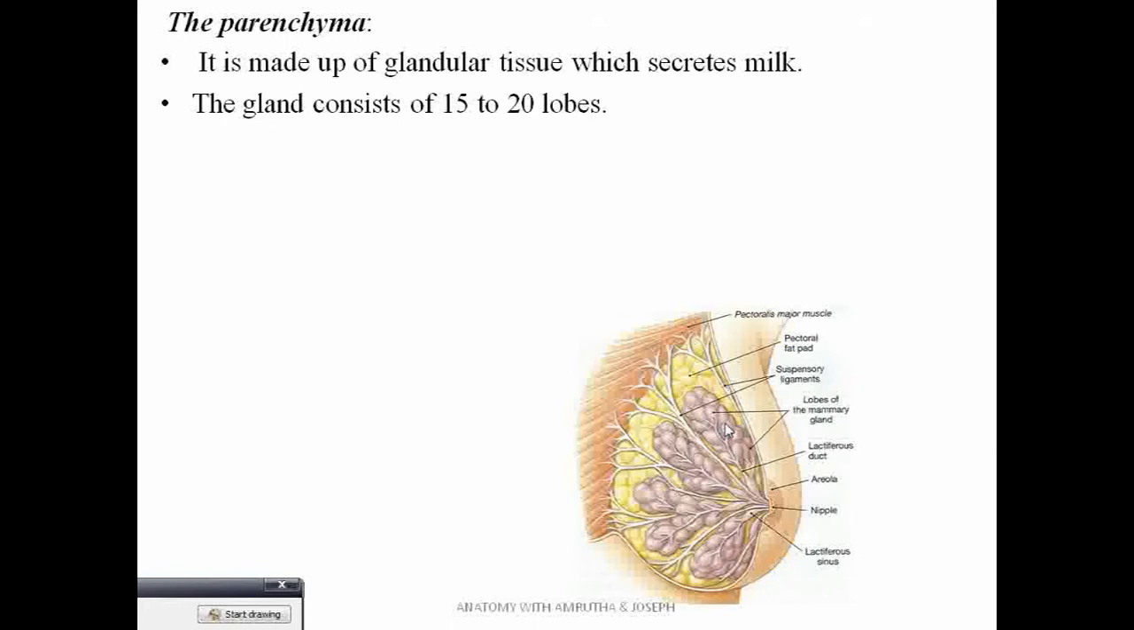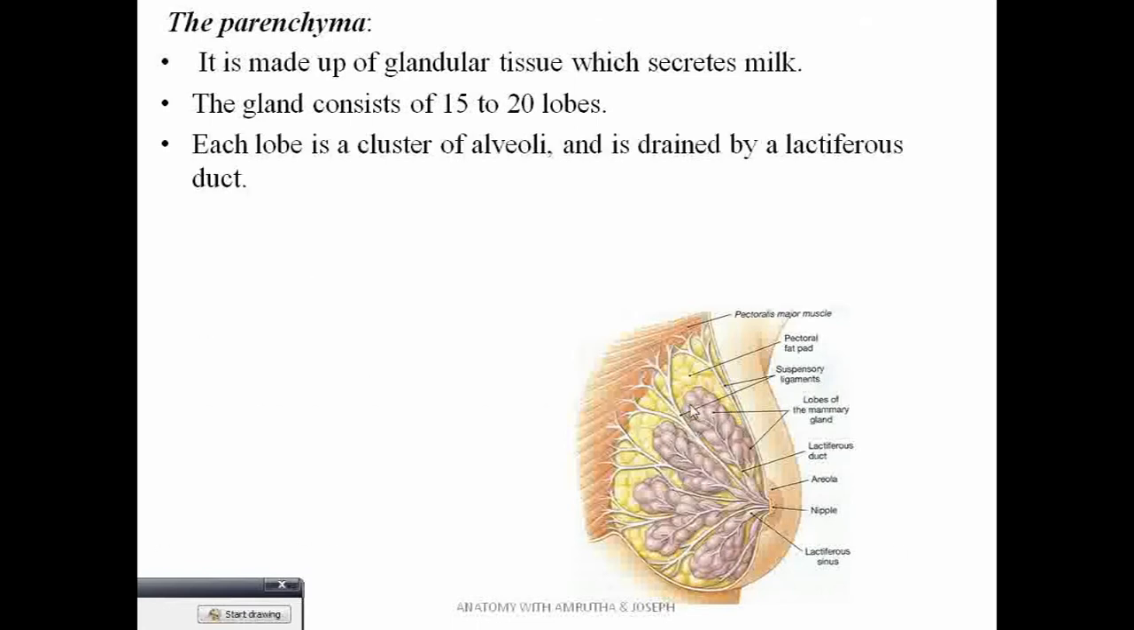It's been divided by the connective tissue that is entering the mammary gland and dividing it. We are going to see the next part, that is stroma. So stroma has some extensions into the mammary gland that divide the mammary gland into different lobes. Each lobe is a cluster of alveoli and is drained by lactiferous duct. If you look, these are different lobes, 1, 2, 3, 4, in that way.